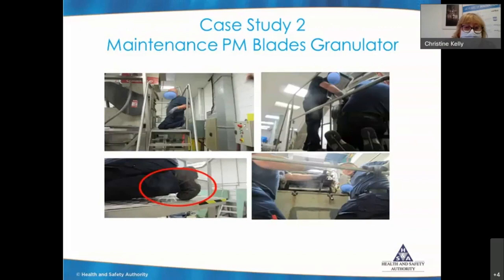Okay, another thing we did, which is the case study Frank mentioned. As I said, we have an aging population, and our maintenance population are an aging workforce. Before we made the modification, you can see the maintenance technician was kneeling down in a very limited space and could be in this position for an hour and a half, trying to change the blades on a granulator. You can see the posture of his toes, very uncomfortable.